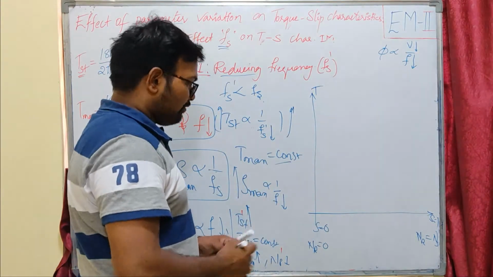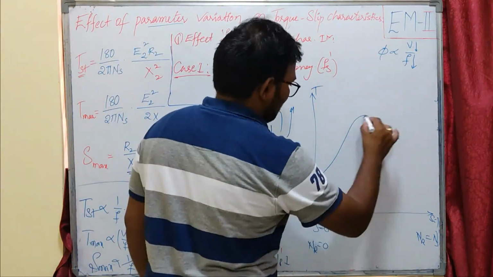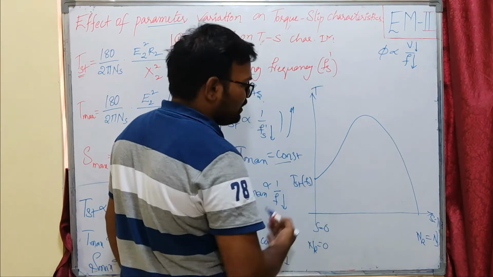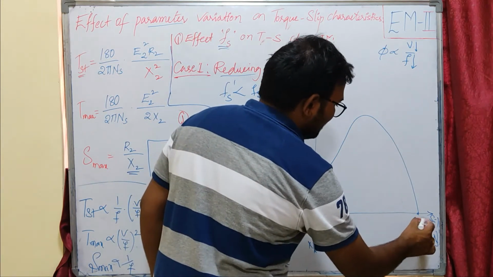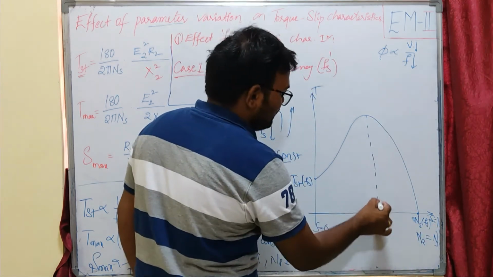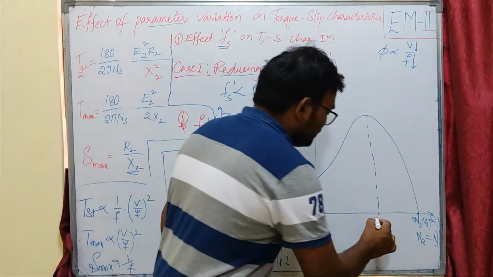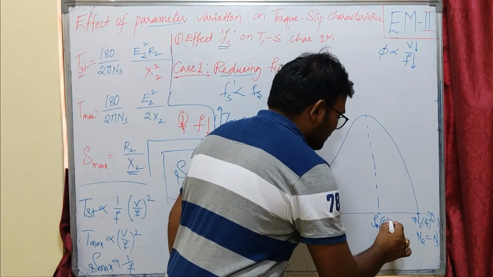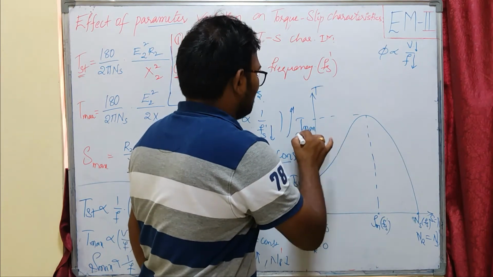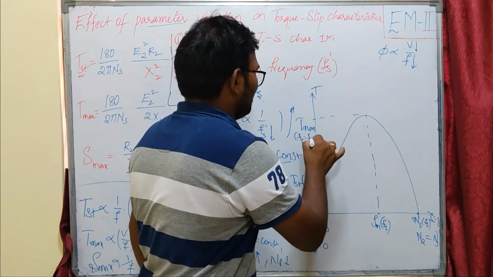Initially the curve will be like this. This is the TST, the starting torque related to Fs, and this is the NS corresponding to our Fs. This is the slip at maximum condition corresponding to Fs, and this is the maximum torque, which is also constant for Fs and Fs dash.